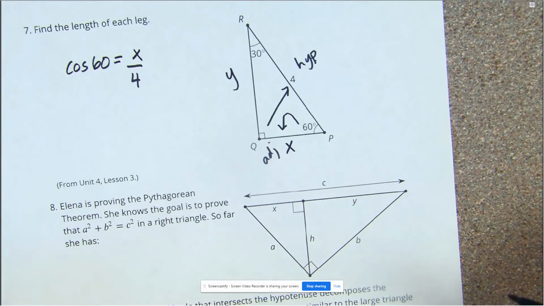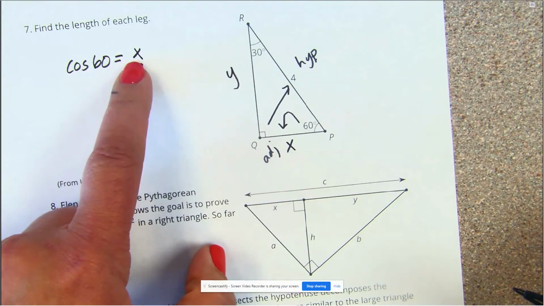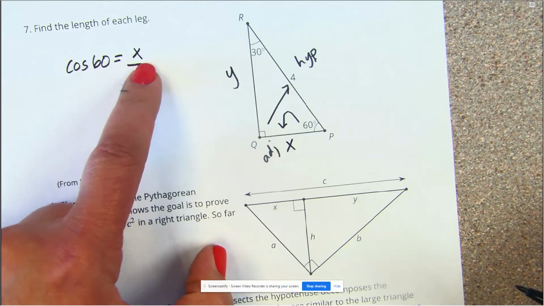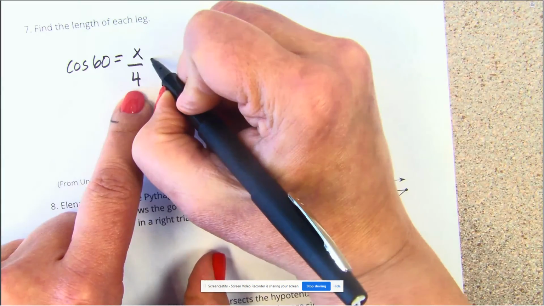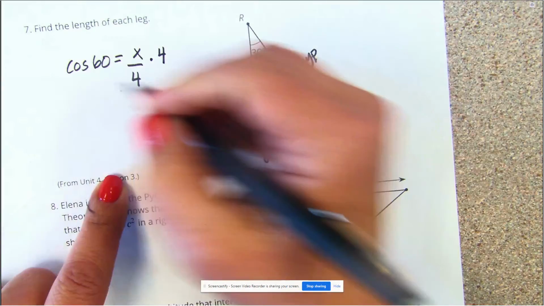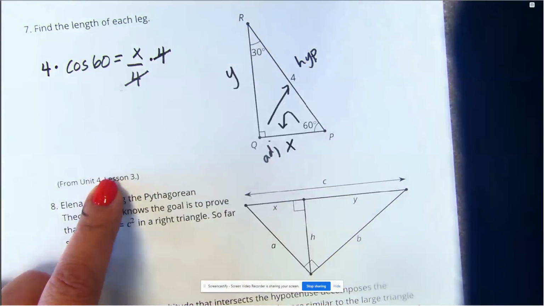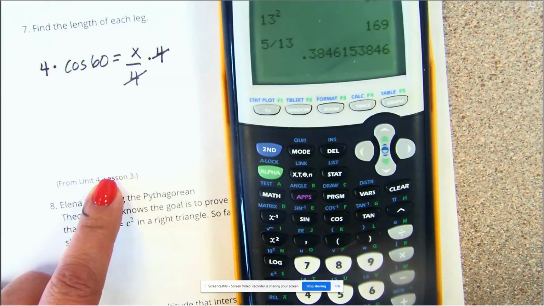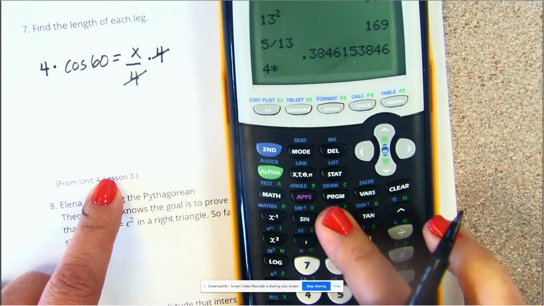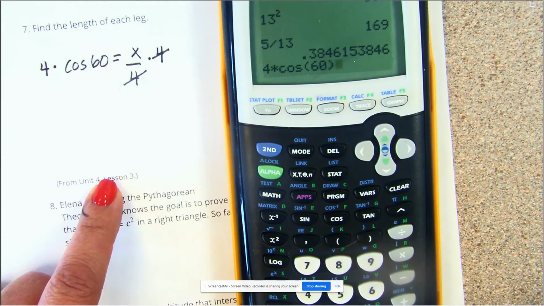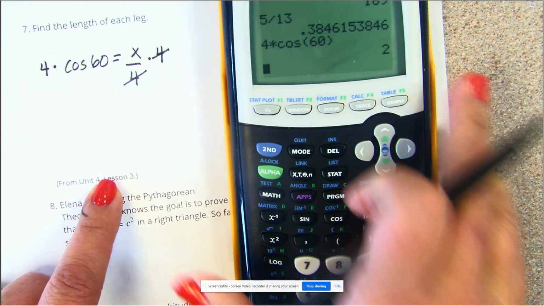I'm trying to figure out what X is. How would I get X alone? It's being divided by 4. I'm going to multiply by 4. Whatever I do to one side, I do to the other. Those are going to cancel. I'm going to go to my calculator. 4 times the cosine of 60. The missing side is 2.